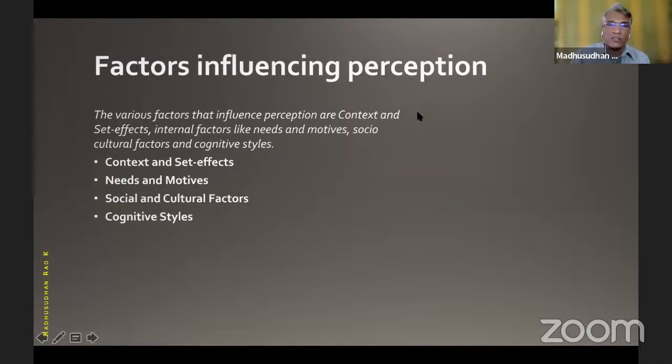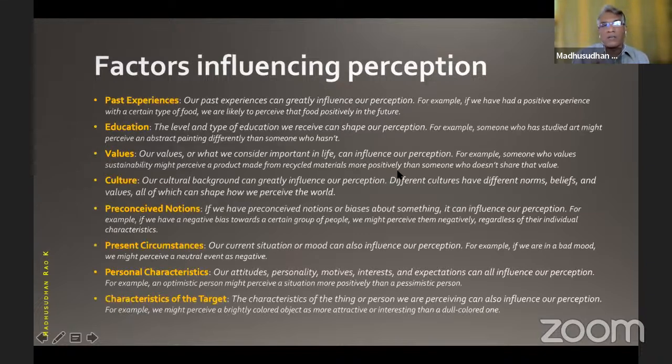So factors influencing: context and set effects, needs and motives, social and cultural, cognitive style. These I've given them. Past experience, based on your experience. If we have had a positive experience, definitely we'll experience it positively. For example, you eat something and if that tastes good, you will form a good opinion about that. Wherever you go, you see that food as positive and very good.